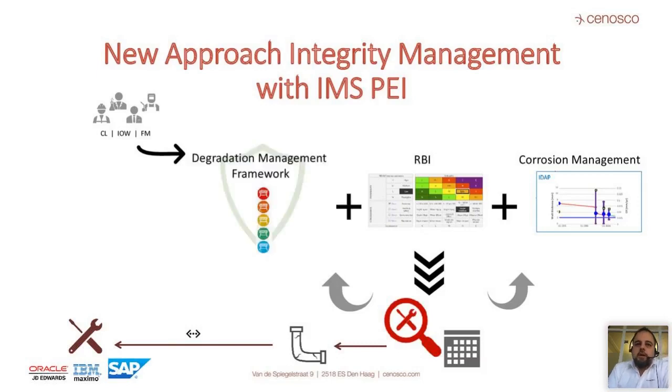The main change now is that we have the degradation management framework. So now the system will have barriers to control certain damage mechanisms. If you have a damage mechanism and you implement a barrier to avoid that damage from happening, you get a barrier status. So if it's green, it means your barrier is up to date. You're doing whatever is possible to avoid that degradation from happening. And that result is fed into your RBI program and your inspection plan.